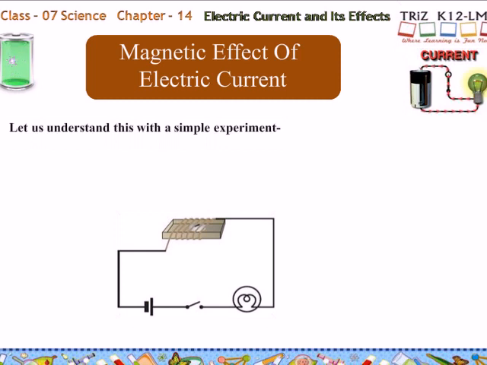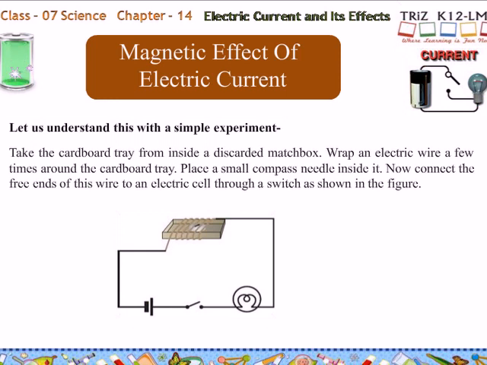Let us understand this with a simple experiment. Take the cardboard tray from inside a discarded matchbox. Wrap an electric wire a few times around the cardboard tray. Place a small compass needle inside it. Now, connect the free ends of this wire to an electric cell through a switch as shown in Figure 1.